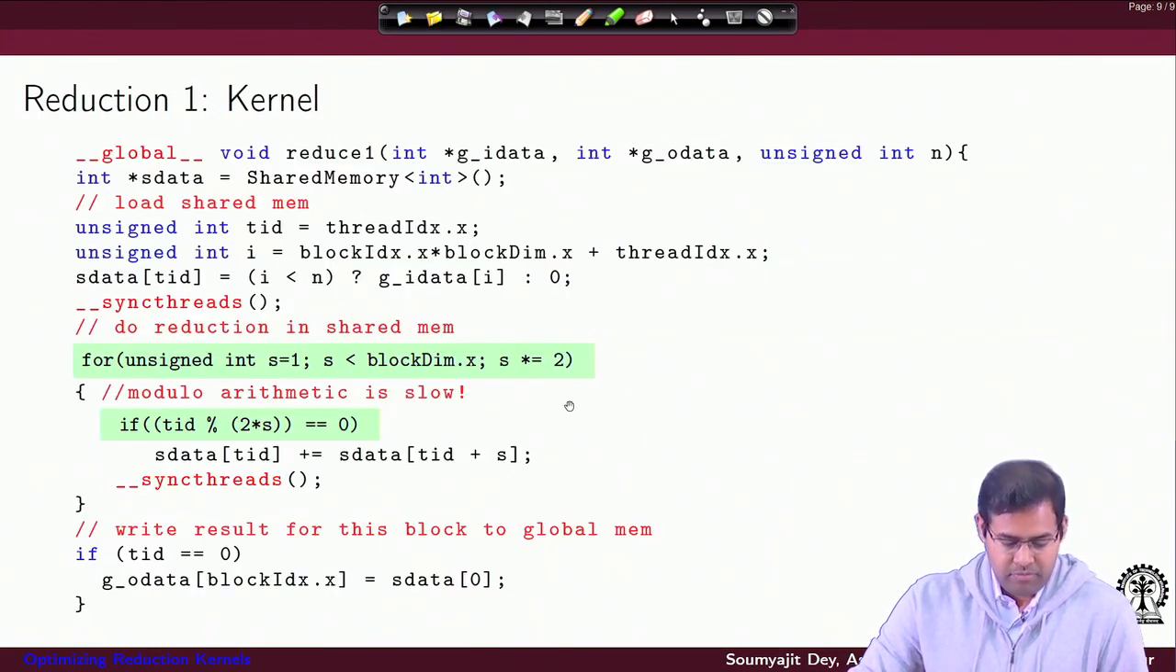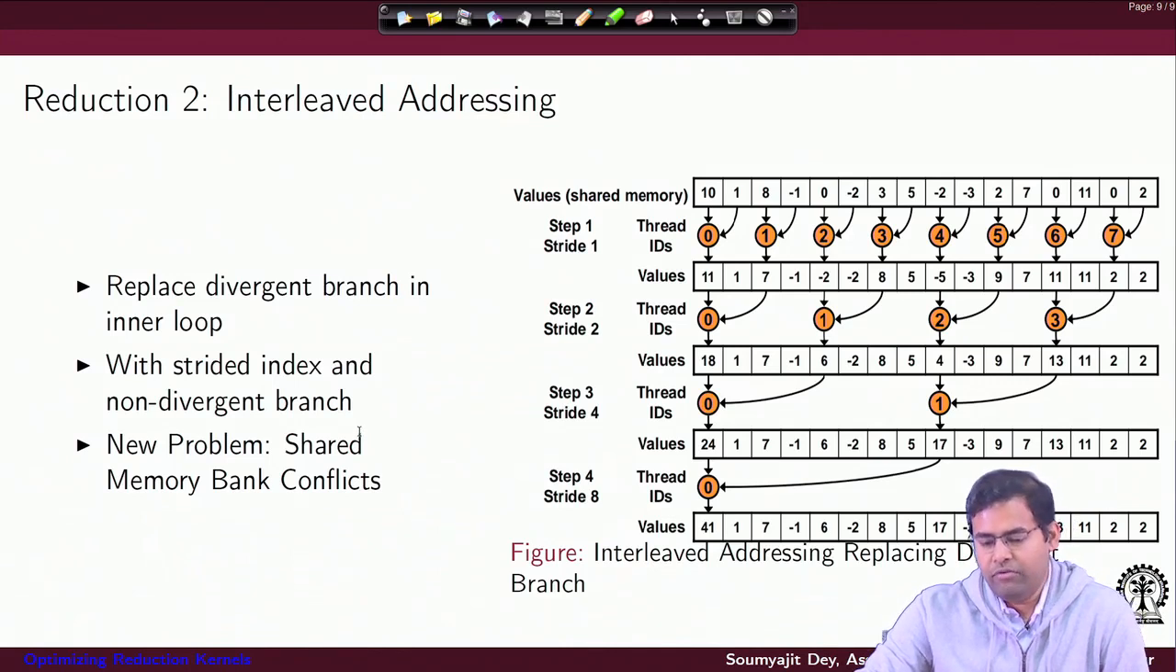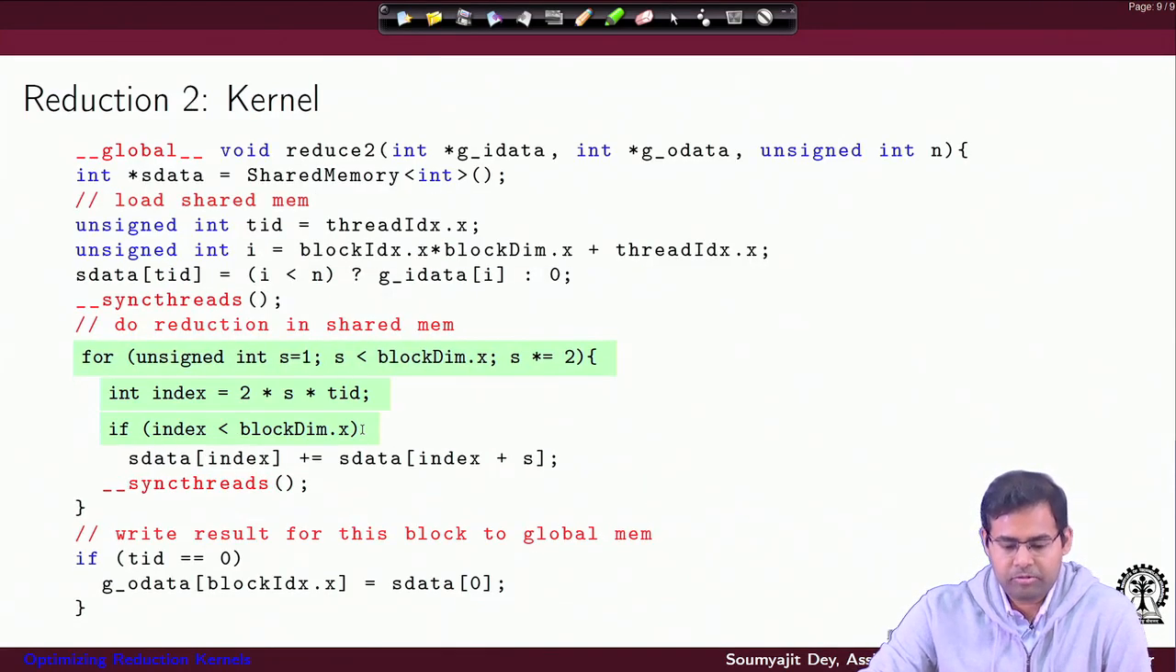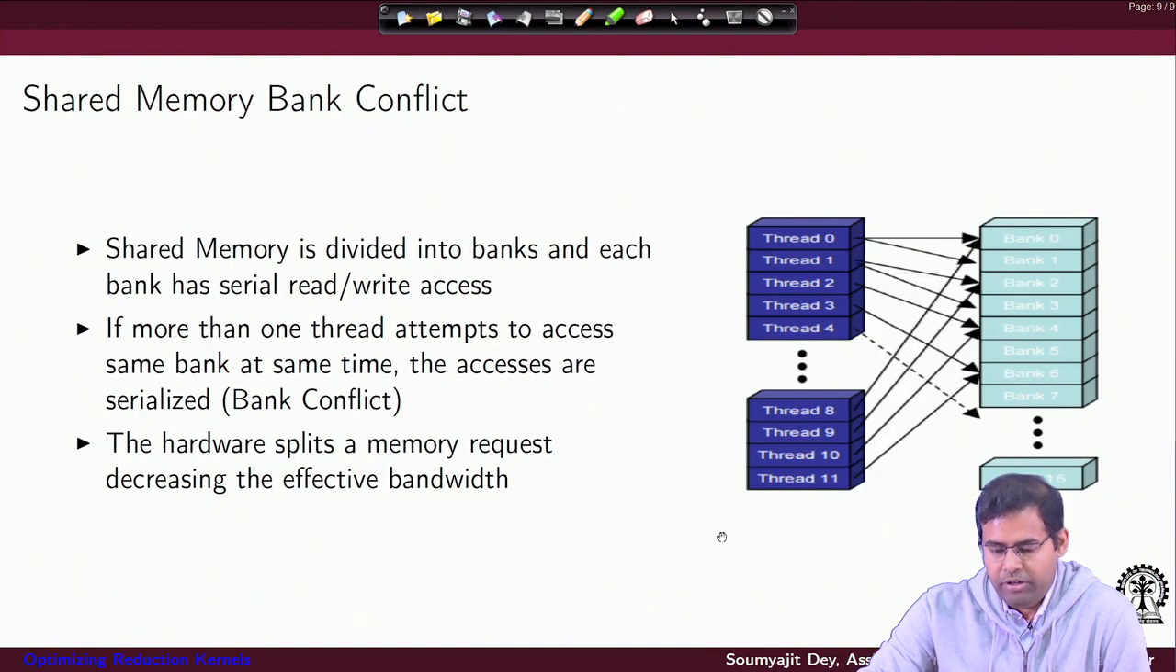So with this modification, you have warps getting utilized, and lack of divergence. You remove the divergence of the threads, and you remove the complex modulo 2 operation, but this also will suffer from the shared memory bank conflict issue, which we will see soon. First, let us understand why we will have the shared memory bank conflict.